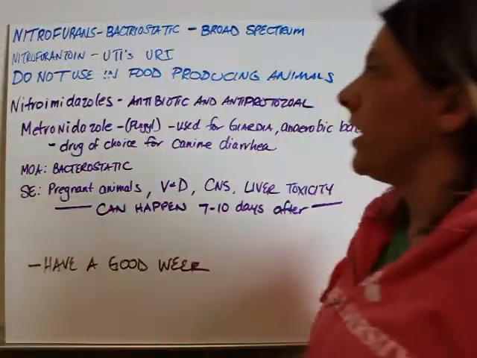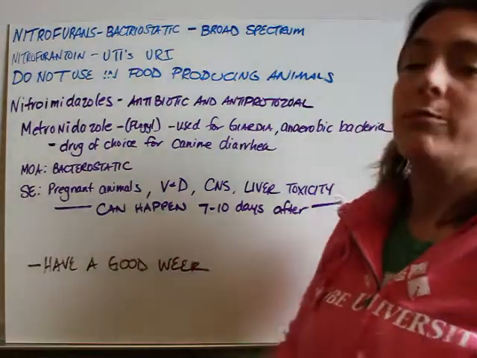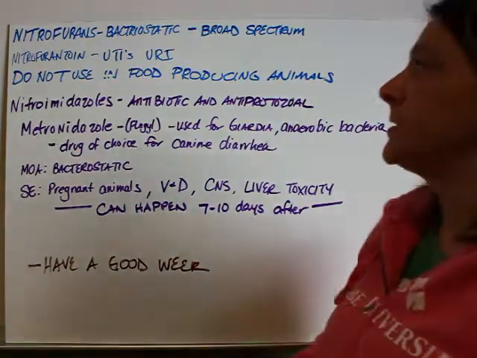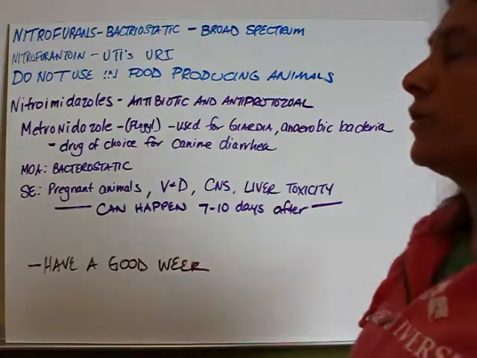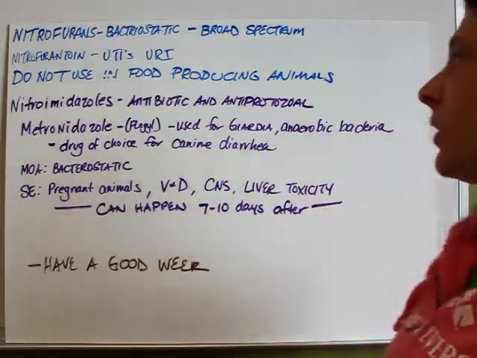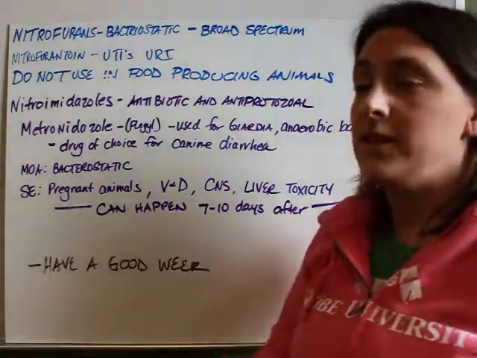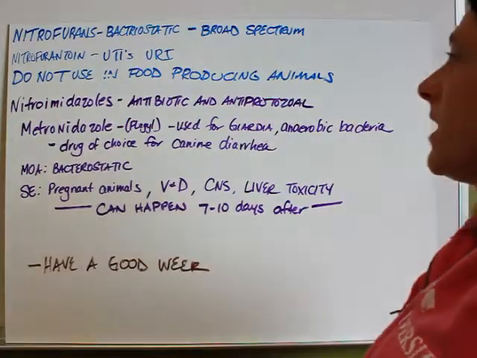And the last one, nitrofurans. These are bacteriostatic. They're broad spectrum. They use them for urinary tract infections as well as URIs. You do not use these in food-producing animals at all.